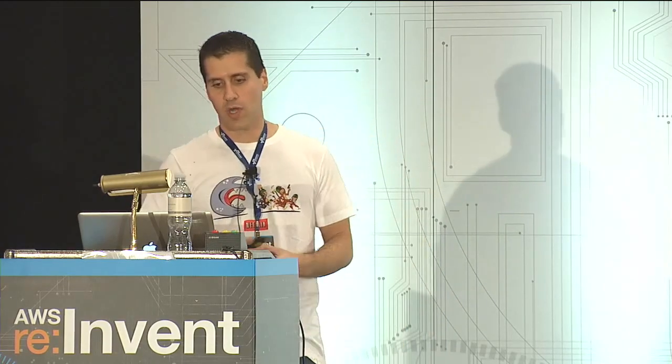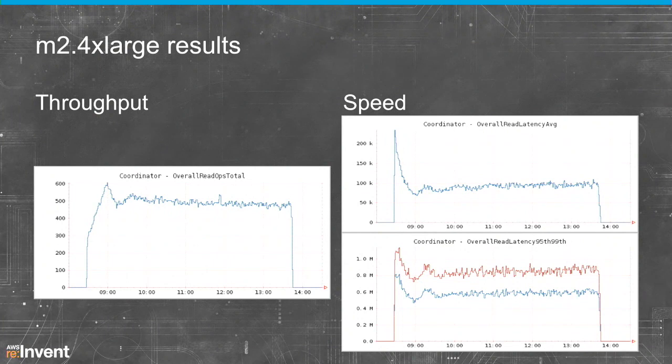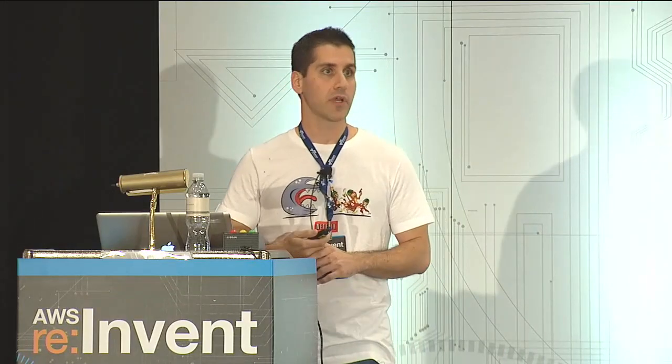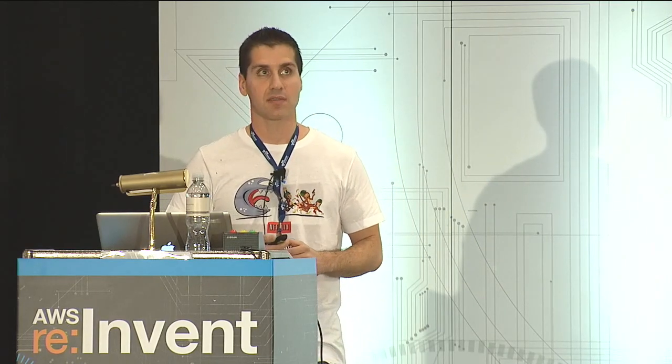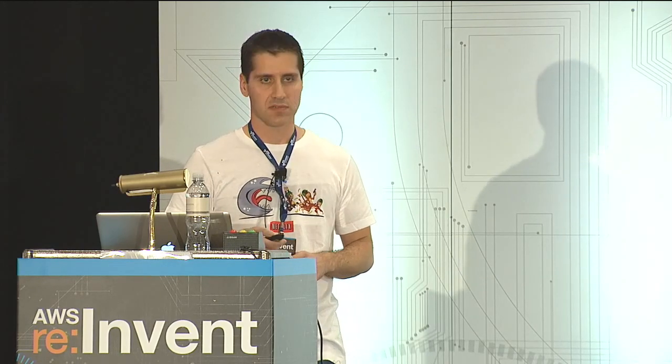So this is what it looks like when you run it on M2 4s. The throughput, and just to backtrack a little bit, the clients were not throttled at all. They're throttled only by the response time of the Cassandra cluster giving the response to the request. So the throughput on the M2 4s for this particular test was around 500 read operations per second, with an average latency of about 100 milliseconds, and 95th and 99th percentile latency of 0.6 seconds and about 0.8 seconds, respectively.